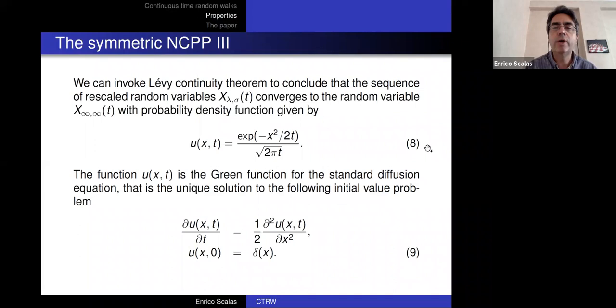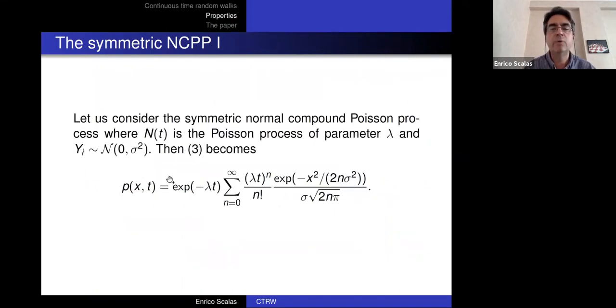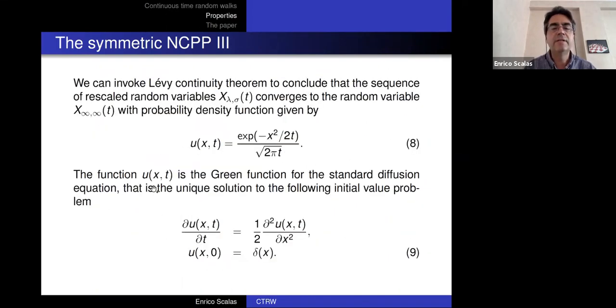you get equation 8. And equation 8 is the solution of this problem here, the green function for the standard diffusion equation, the unique solution to the following initial value problem for the diffusion equation. So we have the connection. So this is essentially a proof of the central limit theorem for these random variables, in a sense. And this is the connection with the diffusion equation.